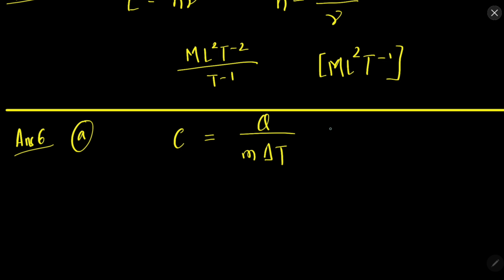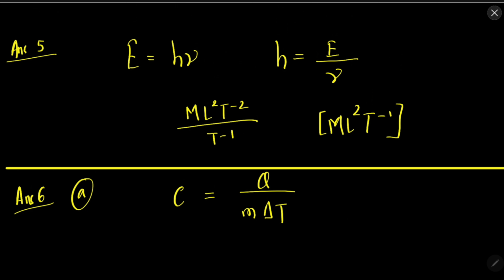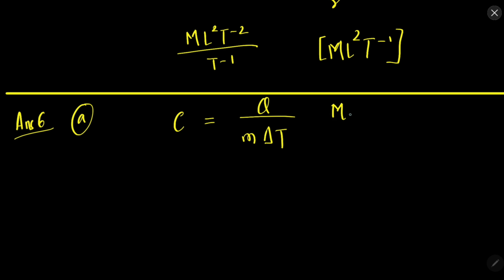Here Q is the heat, and the dimension for heat is similar to that of energy, because heat is a form of energy. As discussed, energy has the dimension M L² T⁻², so the same dimensions will be used for heat. Next, m is the mass, so it will be M only, and del T is the change in temperature. Remember, this is not time, this is temperature.